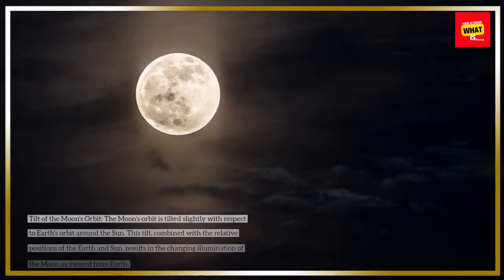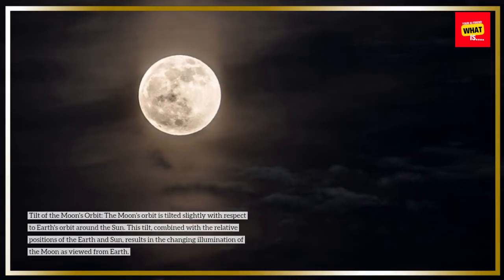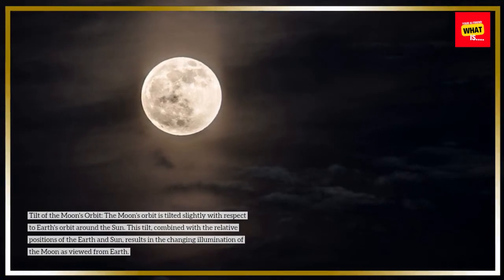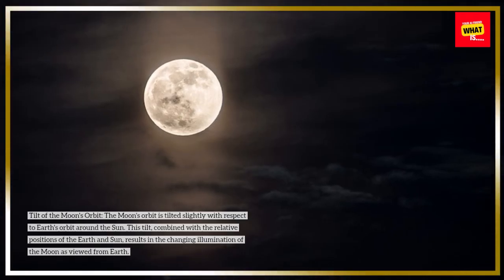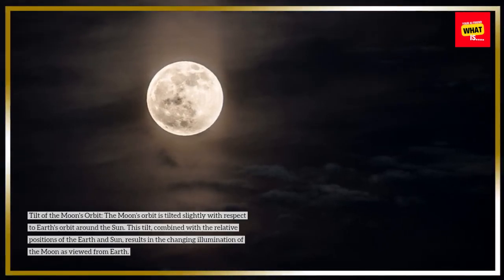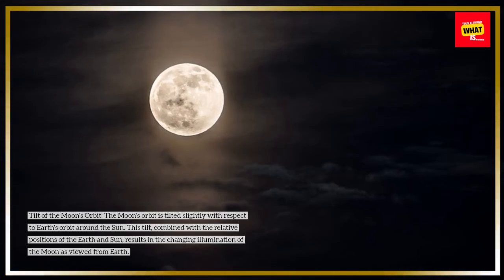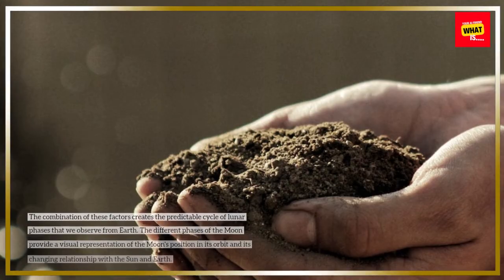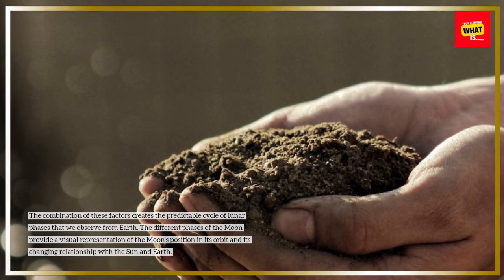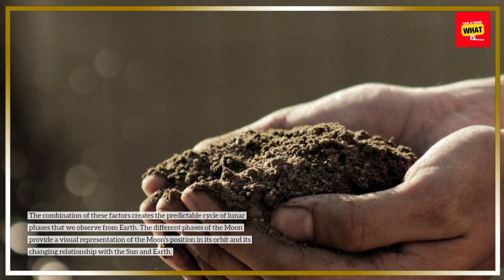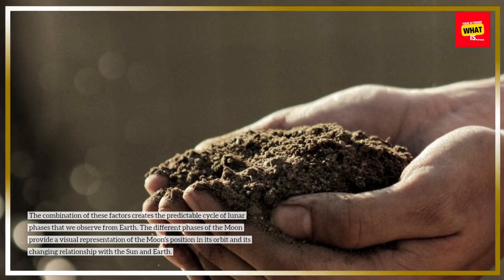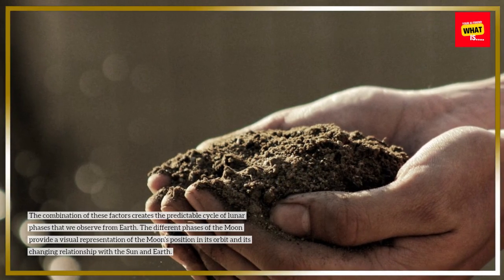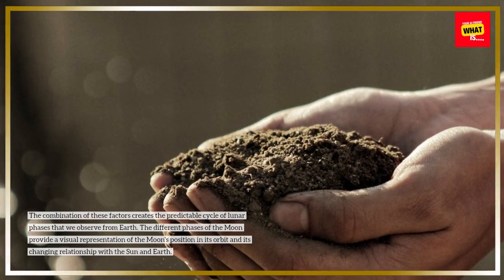Tilt of the moon's orbit. The moon's orbit is tilted slightly with respect to Earth's orbit around the sun. This tilt, combined with the relative positions of the Earth and sun, results in the changing illumination of the moon as viewed from Earth. The combination of these factors creates the predictable cycle of lunar phases that we observe from Earth. The different phases of the moon provide a visual representation of the moon's position in its orbit and its changing relationship with the sun and Earth.